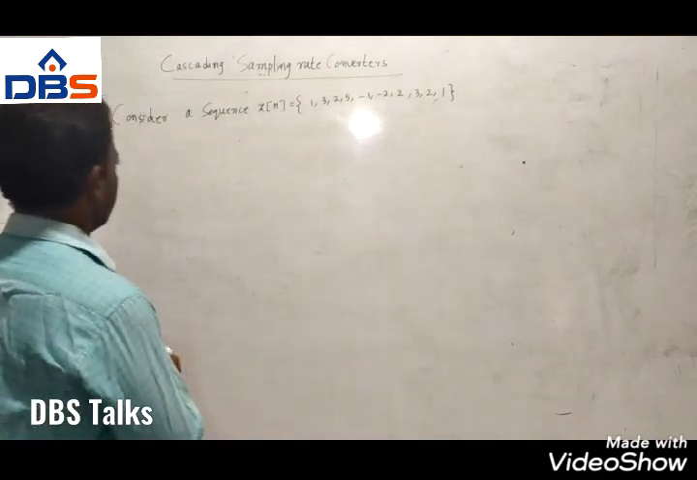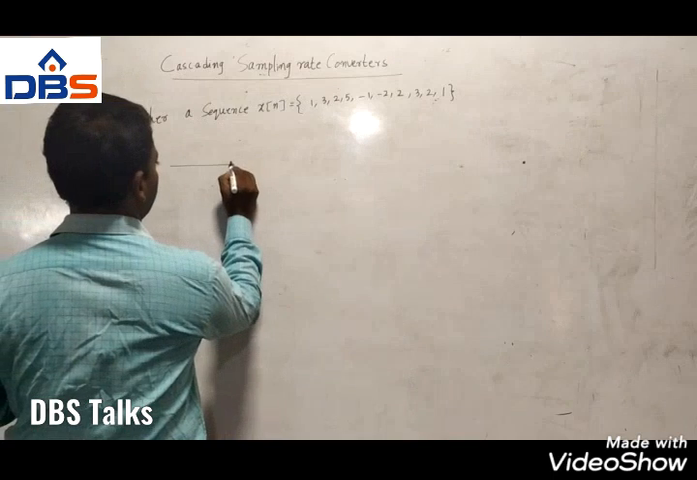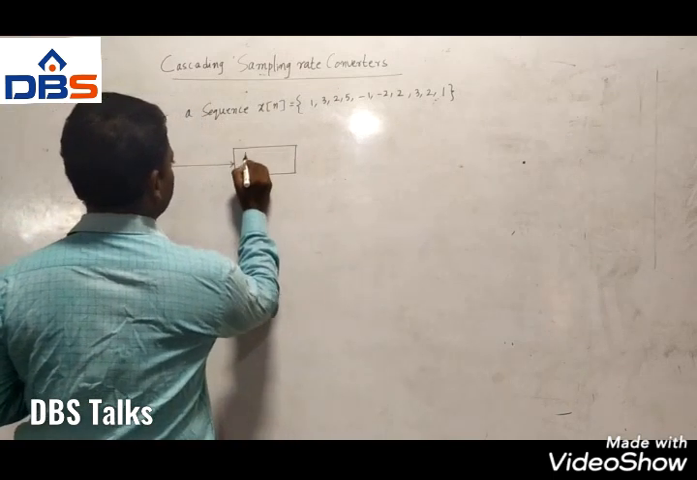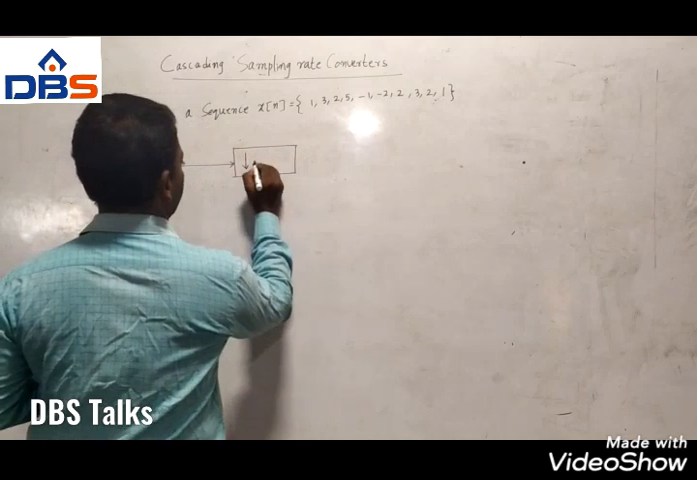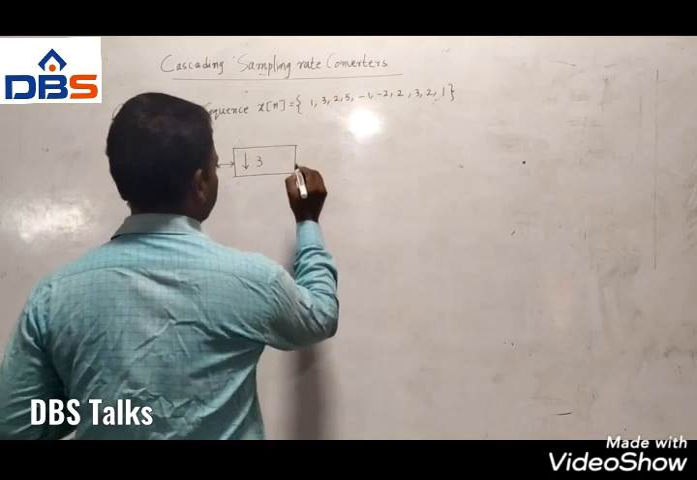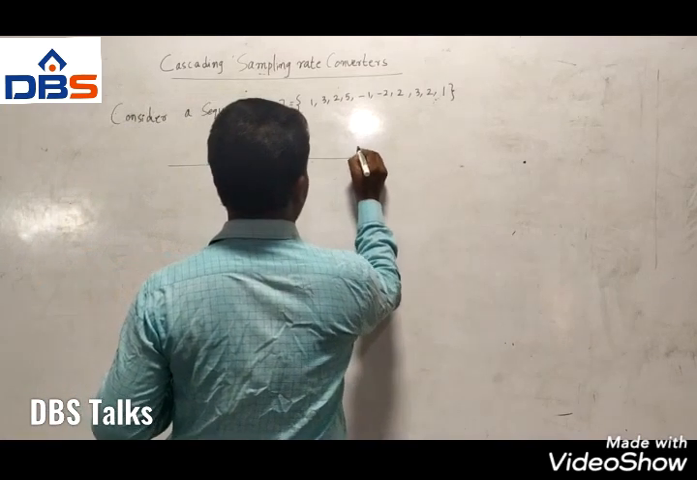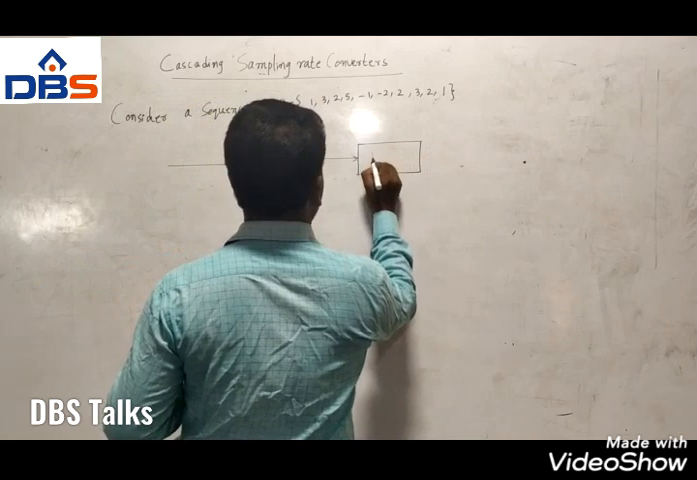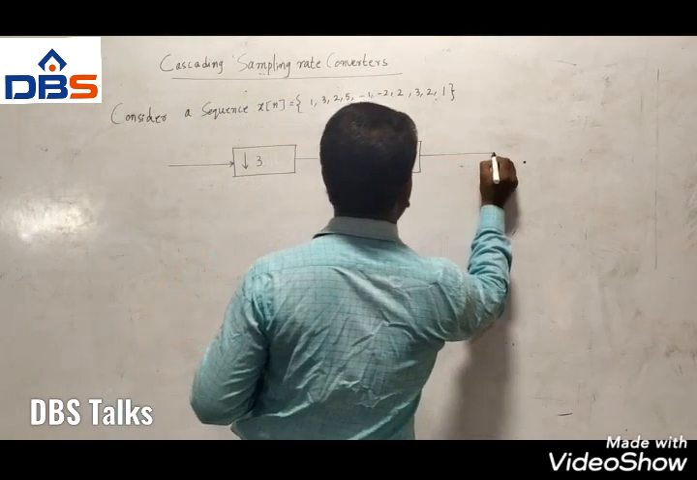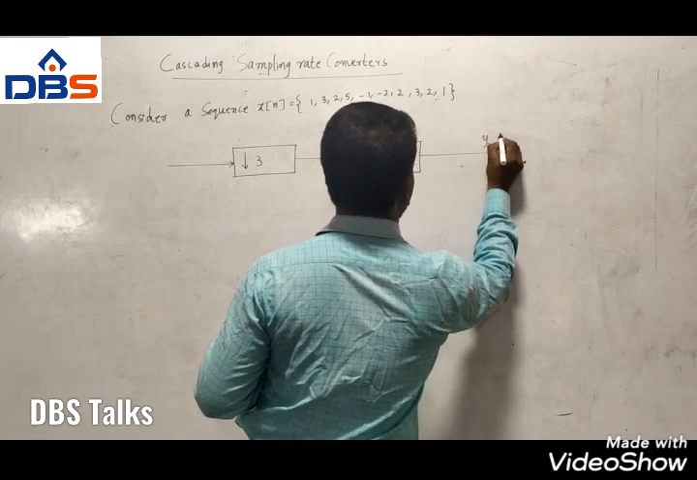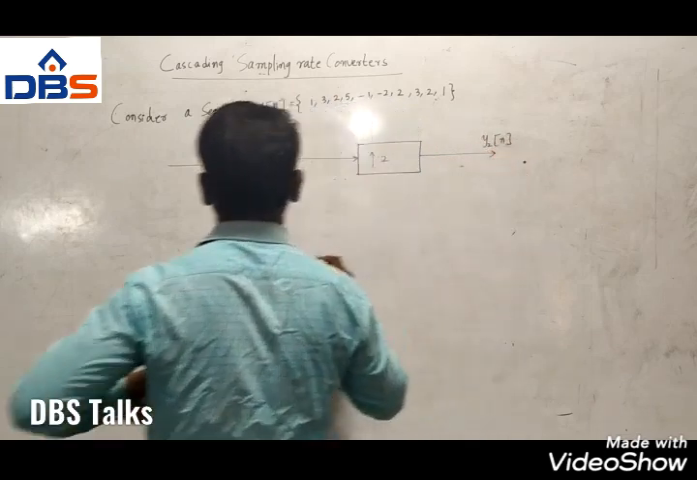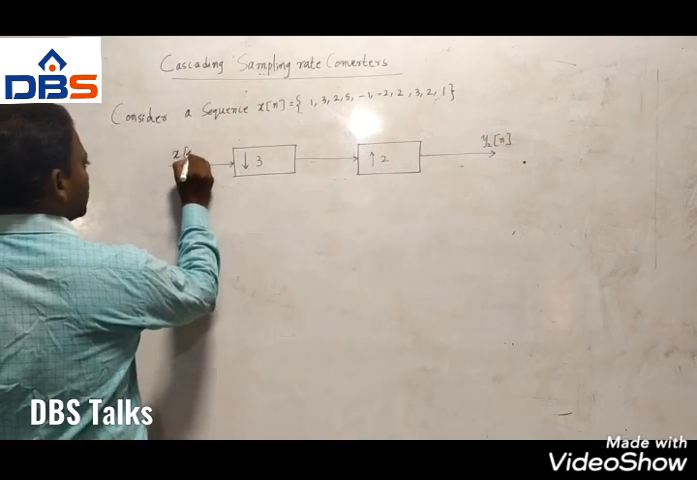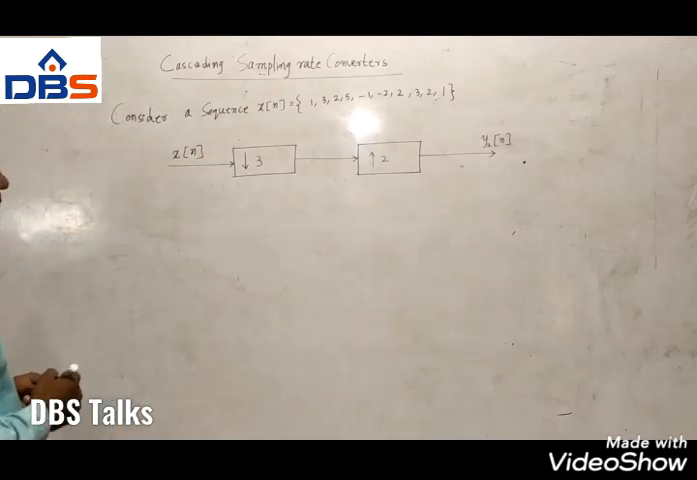Now what to do is, first you downsample the sequence by 3, then you upsample the sequence by 2, a factor of 2. You assume that this is y2n. The previous one is y1n and this is y2n. Now, x of n is there.